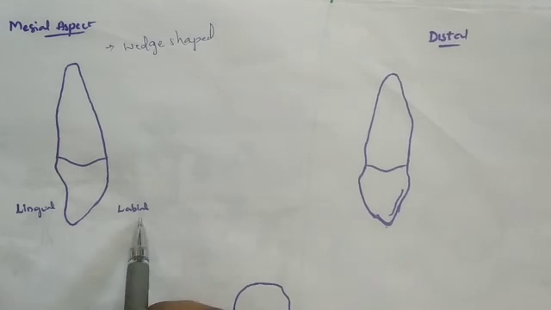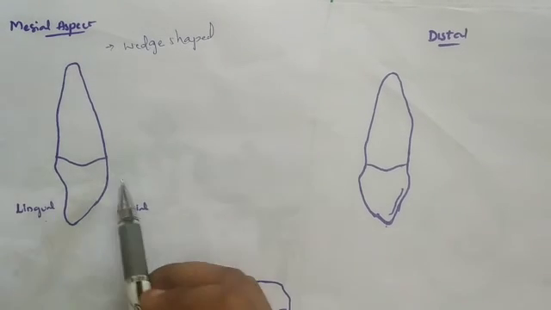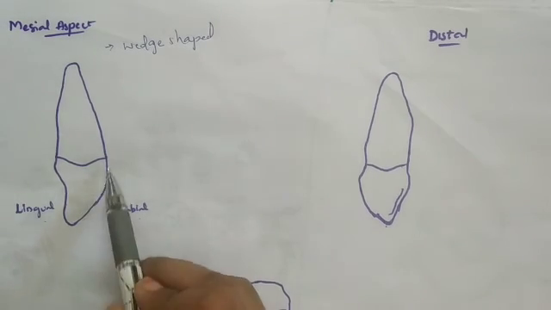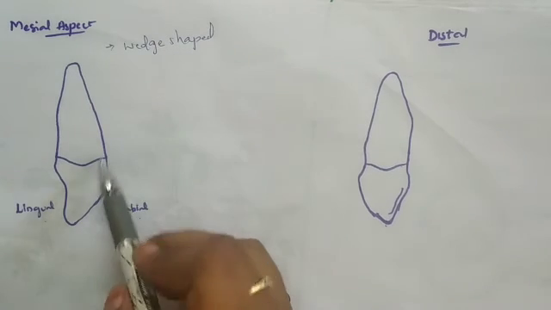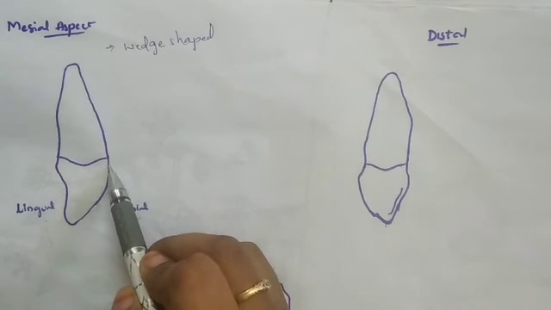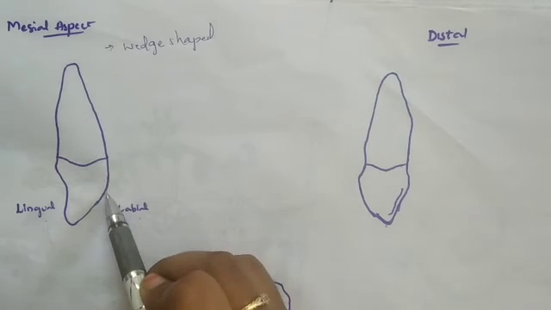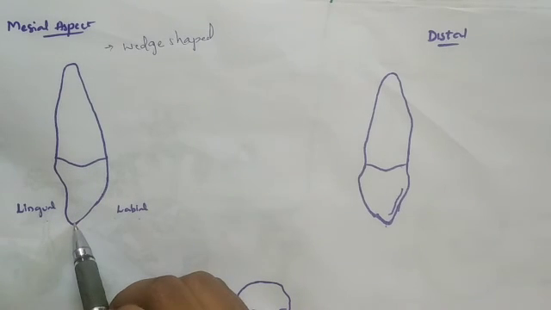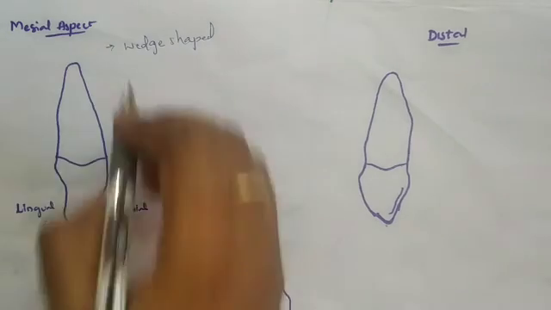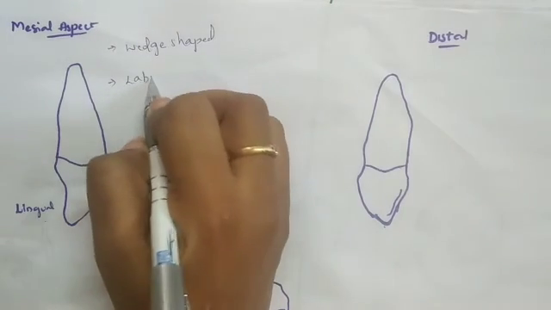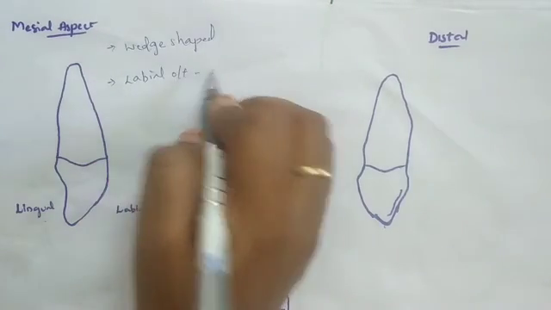Next, this is the labial aspect and this is the lingual aspect. The labial outline shows convexities and some concavity. Starting from the cervical line, it has a little concavity, then it continues as convex and a straight line till the cusp tip. So the labial outline is convex.